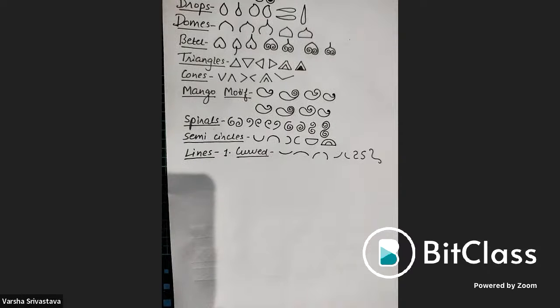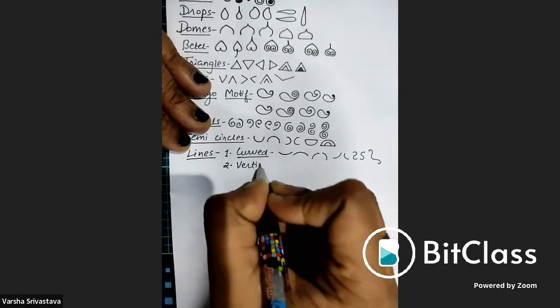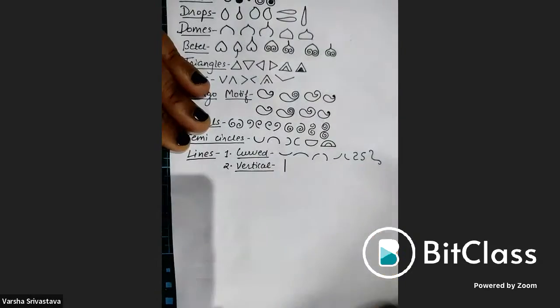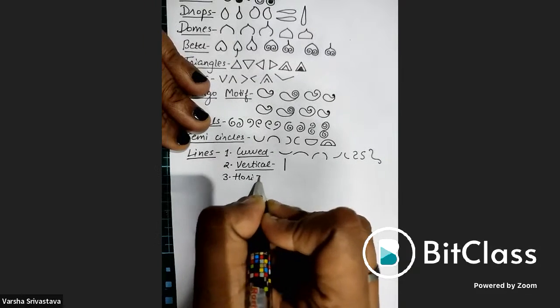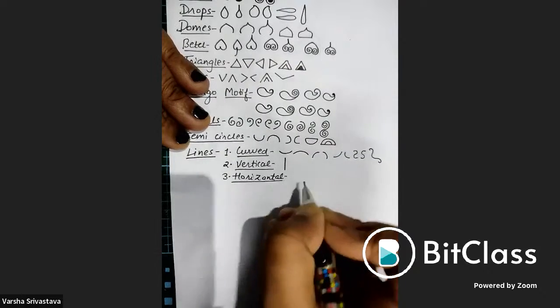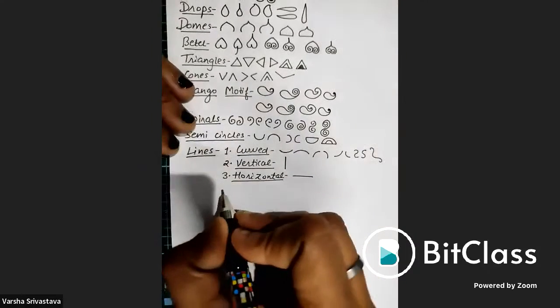Okay. Then the second one is the vertical lines or straight lines. We also call them the straight lines. Vertical. And this is simply like this. Third, we have horizontals. Horizontal. And it is like this. 7 lines. So proceeding with the fourth one.